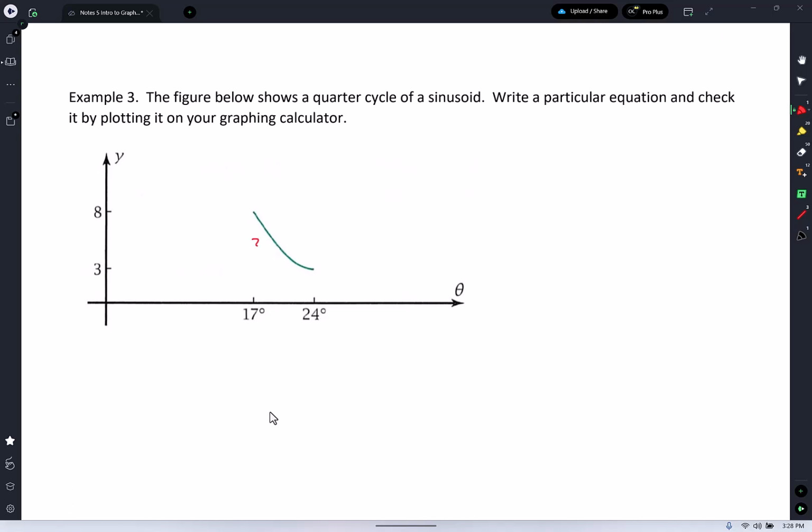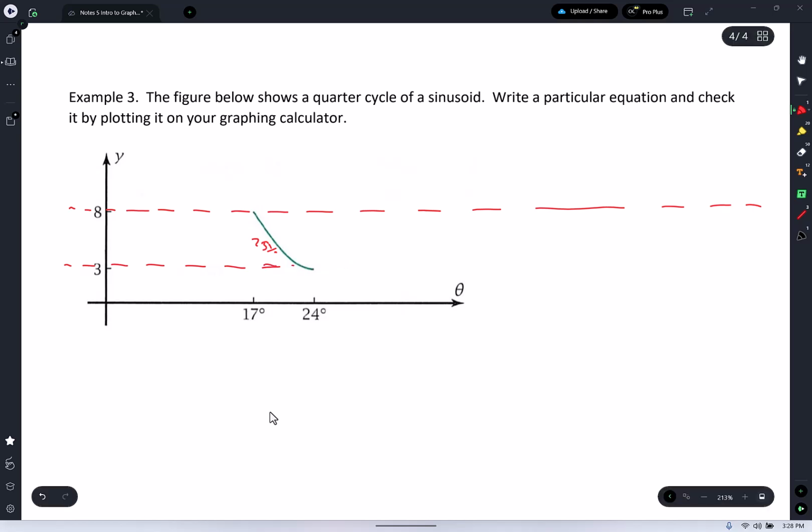This right here is 25% of a cycle. So that means that this 8 better be a midline because it looks like it's a point of inflection. And that 3 looks like it's a low. Do you guys see how that looks like it's a low? Yeah, it flat lines. You can see that you have a horizontal tangent right at 24 degrees. The distance or the gap between 17 and 24, what's that, 7 degrees?